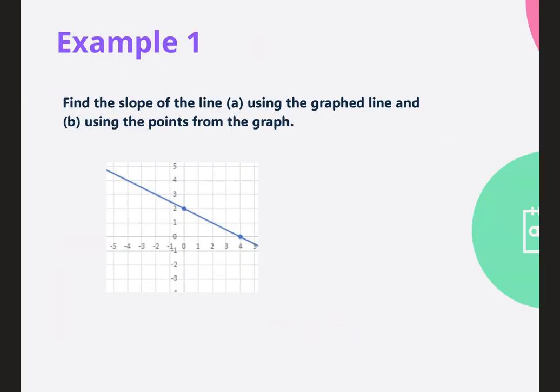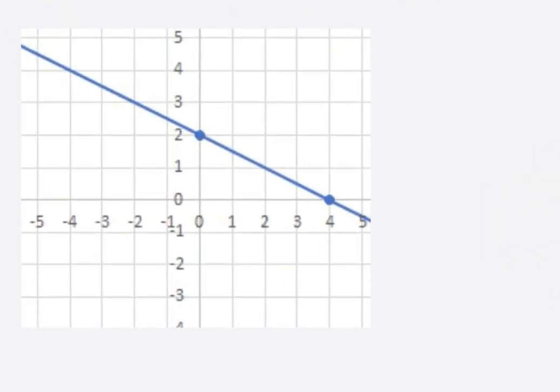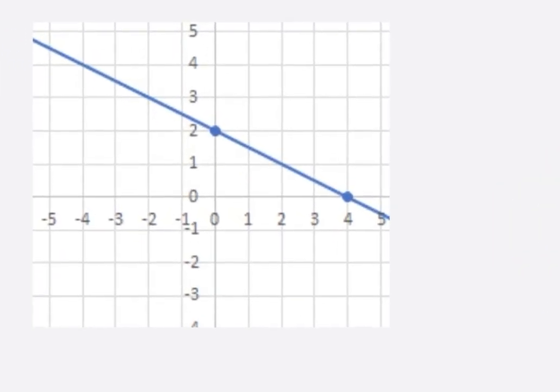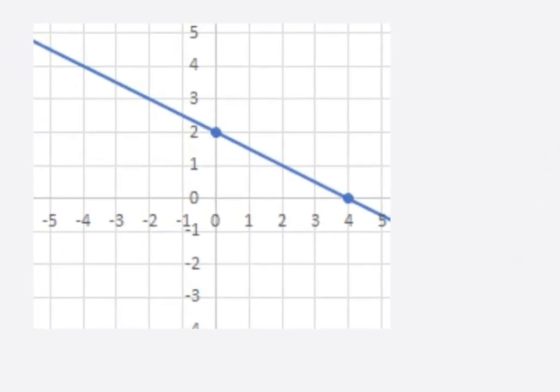All right, example 1. We are finding the slope of this line. You're going to do it 2 different ways. One, use the graph line, and the other, get points and then use them. So if I want to count the rise and the run, does it matter where I start? No, I could pick either one to start, okay? So I could pick the one on the bottom and work my way up. That would be a rise of 2 and a run of -4, which is -1/2.